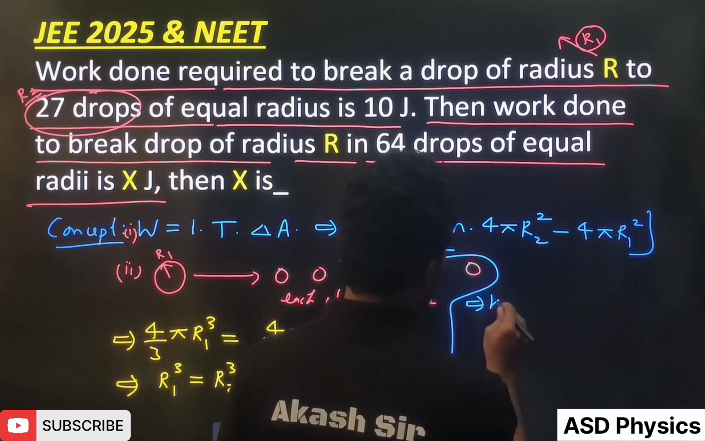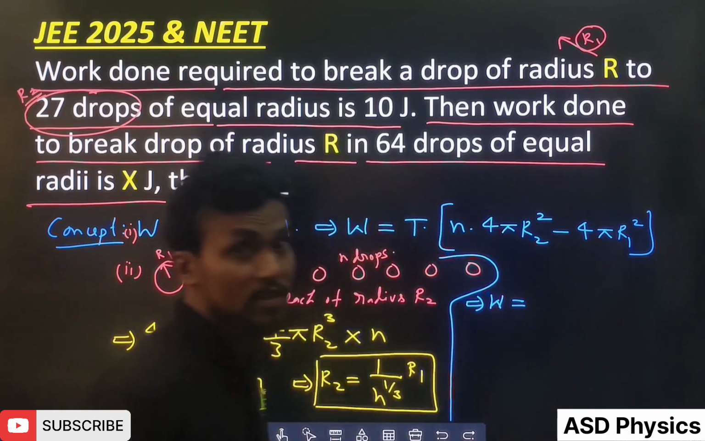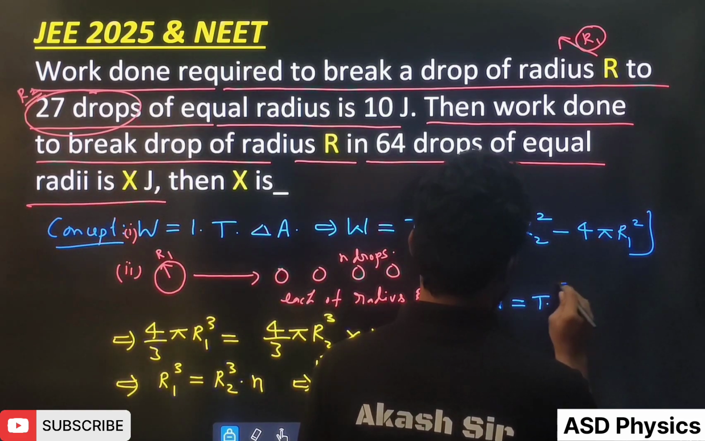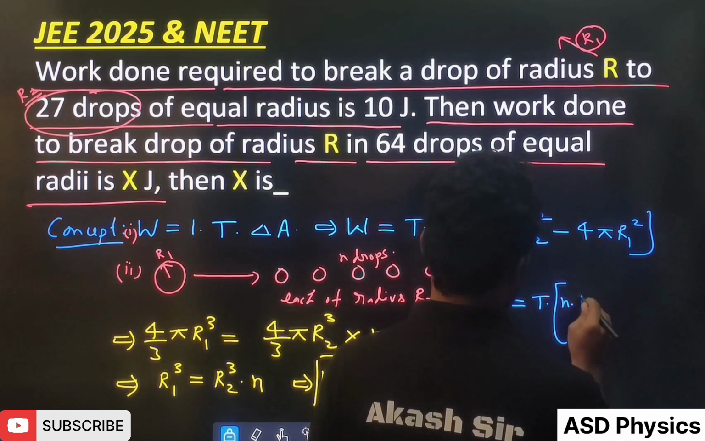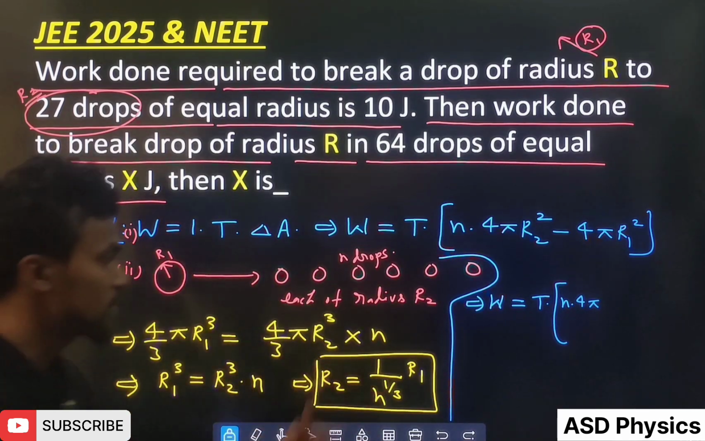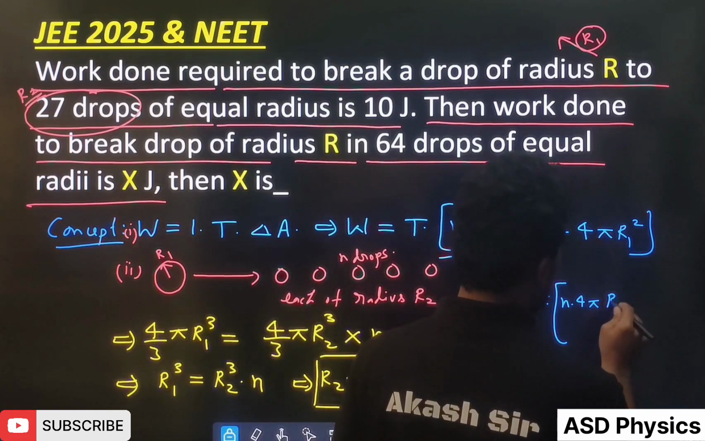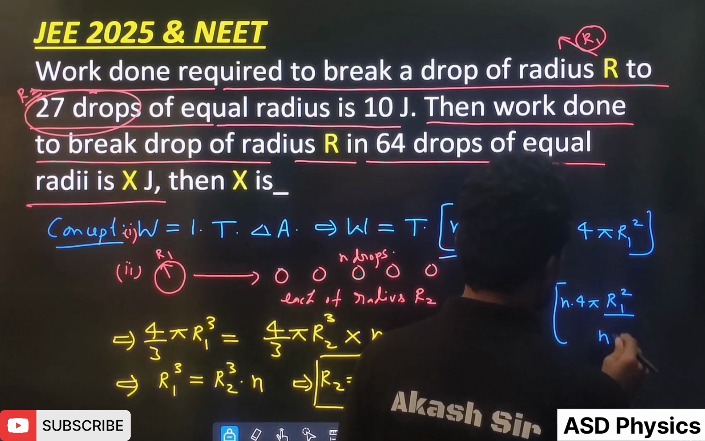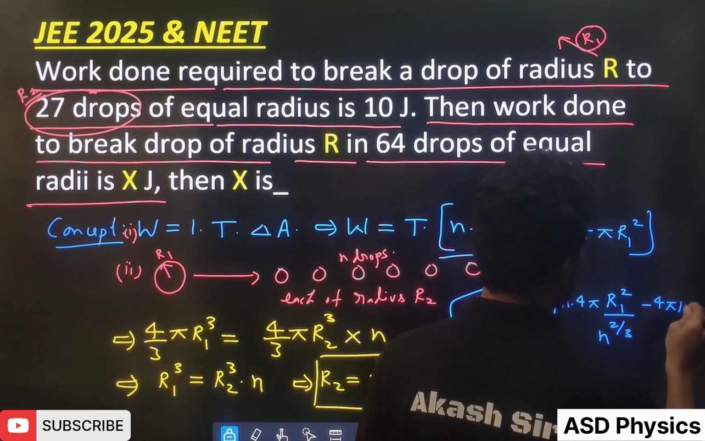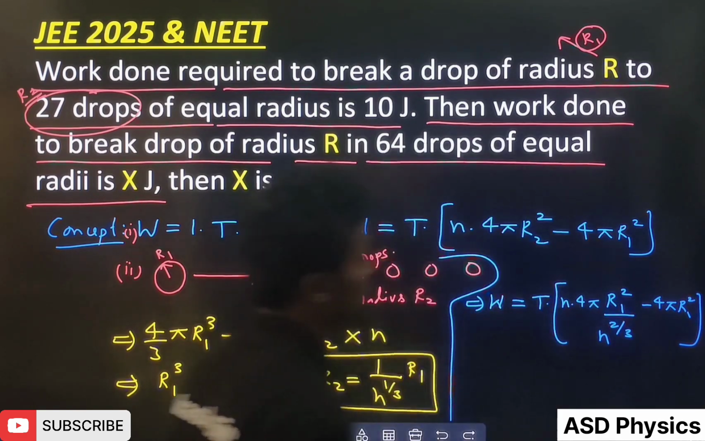See, this work done is given by what here? T into N into 4 pi R2 square. Make it square here, so it will come here, see, R1 square by N to the power 2 by 3, minus 4 pi R1 square. Okay, very easy.